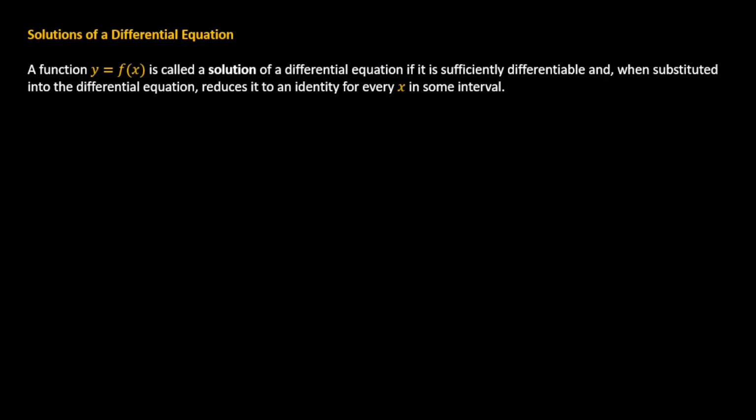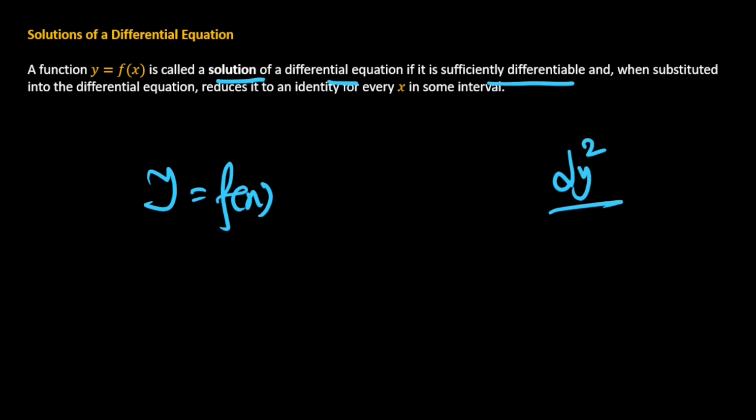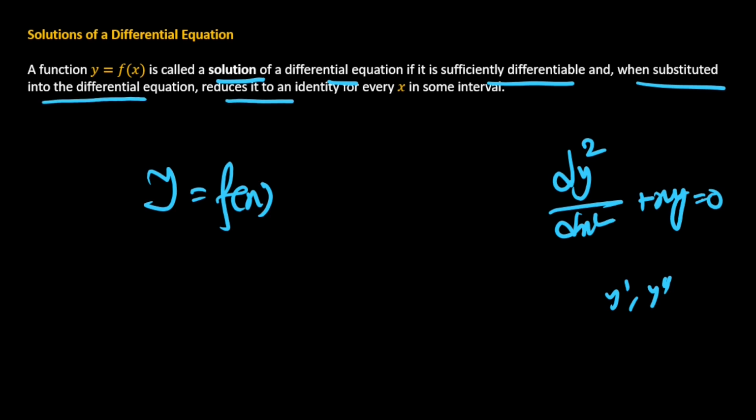Next, move to the solution of the differential equation. The formal definition is: a function y is equal to f of x is called the solution of the differential equation if it is sufficiently differentiable. Why sufficiently differentiable? Suppose the differential equation is d2y/dx2 plus xy is equal to 0. We only need the two derivatives, y dash and y double dash. That is what sufficiently differentiable means, and when substituted into the differential equation, it reduces to an identity for every x in some interval. We will understand this properly when we solve some examples.